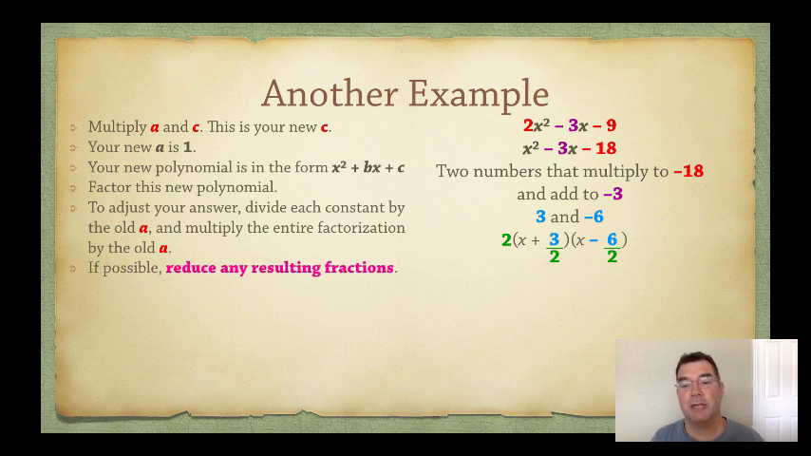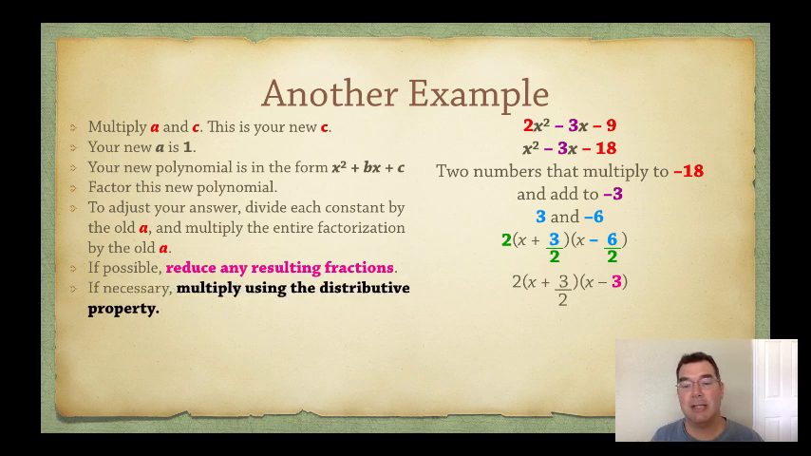So I'm going to reduce the 6 over 2. 6 divided by 2, I know that that's 3. And then I've got that 3 halves sitting in the parentheses. I'm going to distribute that 2 to those parentheses to make something that looks nicer. And it's going to be 2x plus 3 times x minus 3. And that's the answer that I got for the other methods as well.